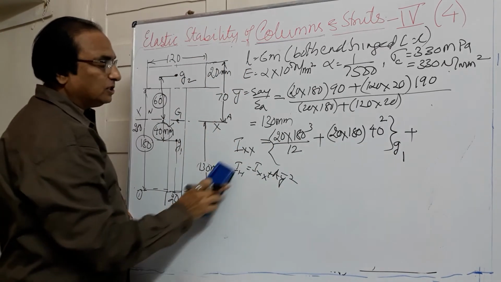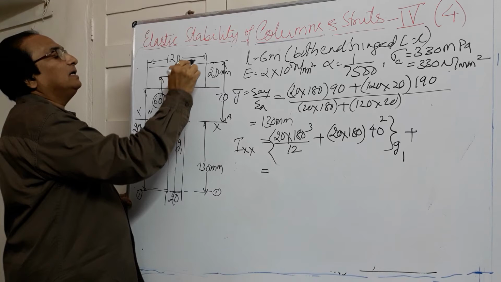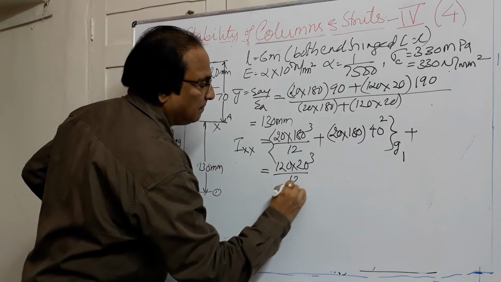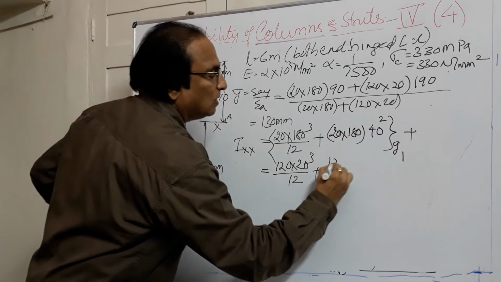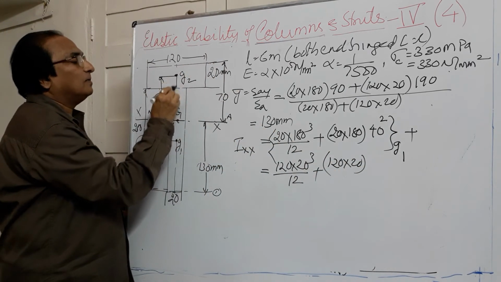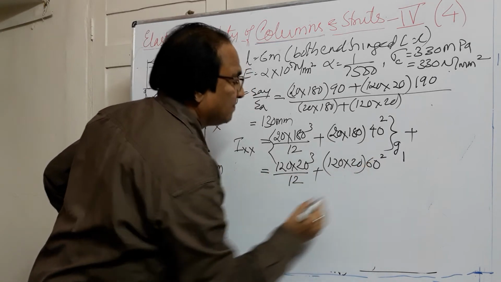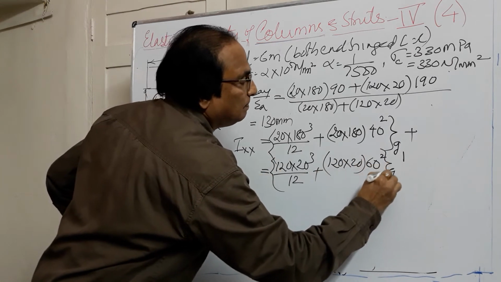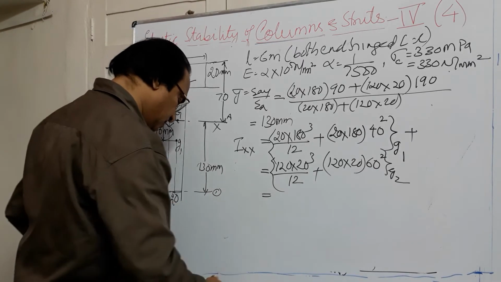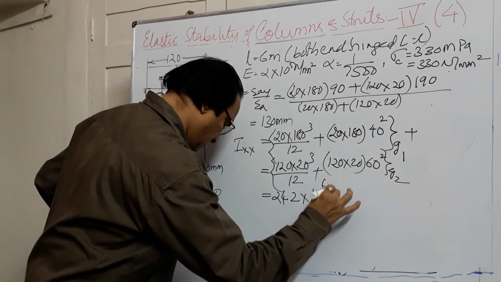Plus we will go for G2 also on the same lines. So this will be equal to, for G2, rectangle, b d cube by 12. So 120 into 20 cube divided by 12 plus the area, 120 by 20. Now the distance of the centroid from the neutral axis, we have calculated as 60. So this will be 60 square. So this will be for G2. If you simplify this, you get the value of Ixx equal to 24.2 into 10 to the power of 6 mm raised to 4.